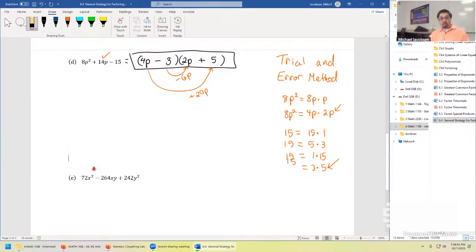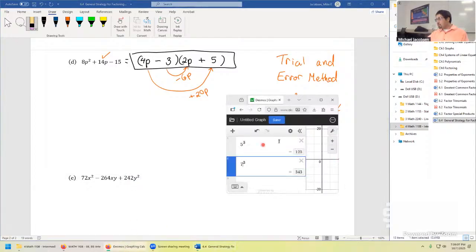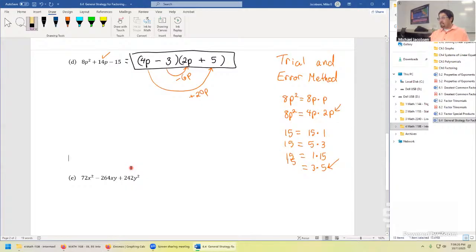But never forget step 1. There's a greatest common factor here, because all of these terms are even. We can factor out a 2 at least. 72 divided by 2 is 36, but that's a perfect square. And 242 divided by 2 is 121, but 121 is nice as well. 11 squared is 121. So if we only factor out the 2 here, we get another perfect square.